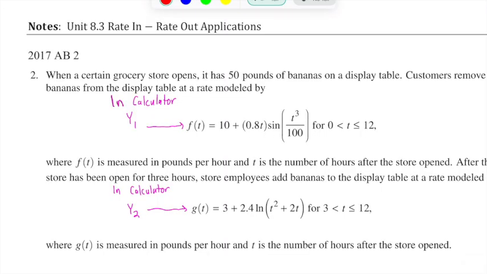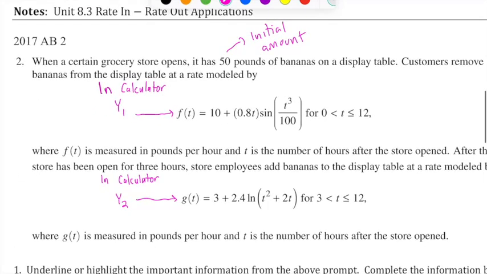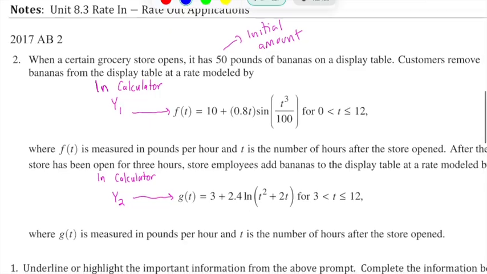So the scenario says there's a grocery store that opens up. It has 50 pounds of bananas. That 50 is what we call our initial amount. Customers remove the bananas on the display table modeled by this function. So this function models the amount of bananas that are removed from the table. And again, we started out with 50, where f of t is measured in pounds per hour, and t is the number of hours since the store opened. So this is from 0 to 12 hours, right when it opened to 12 hours after it opened.